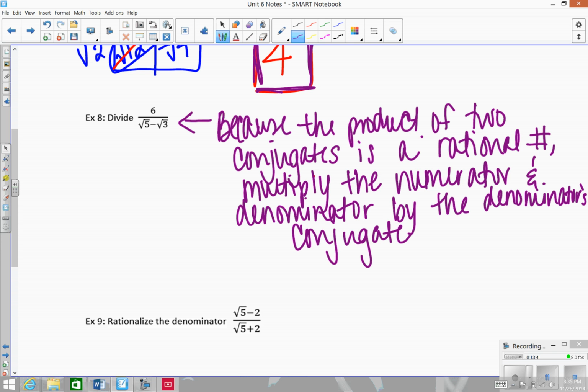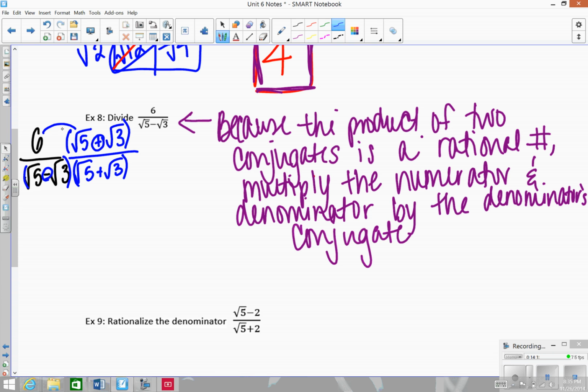So what that means is I'm going to take this expression, so let me just rewrite it, and I'm going to multiply the top and the bottom by the conjugate. So the conjugate means switch the sign. So here it was minus, so that means I need to switch the sign to plus. So I'm going to multiply the top and the bottom by the conjugate. So up top, when you distribute, you're going to have 6 radical 5 plus 6 radical 3.